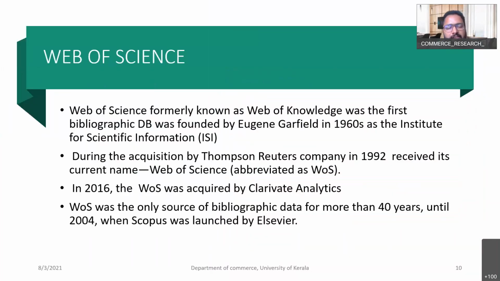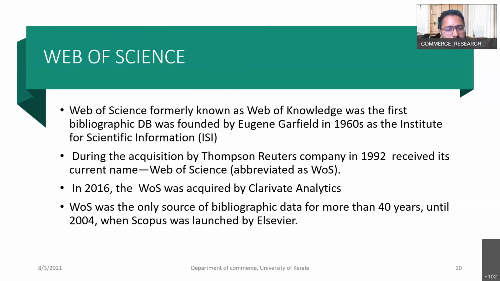So Web of Science, first of all, I will detail the Web of Science. Web of Science, formerly known as the Web of Knowledge, was the first bibliometric database, founded by Eugene Garfield in 1960 as the Institute for Scientific Information. So the old name of Web of Science was Institute for Scientific Information. During the acquisition by Thomson Reuters in 1992, it received its current name, Web of Science, abbreviated as WOS. In 2016, Web of Science was acquired by Clarivate Analytics. Now it is owned by Clarivate Analytics.